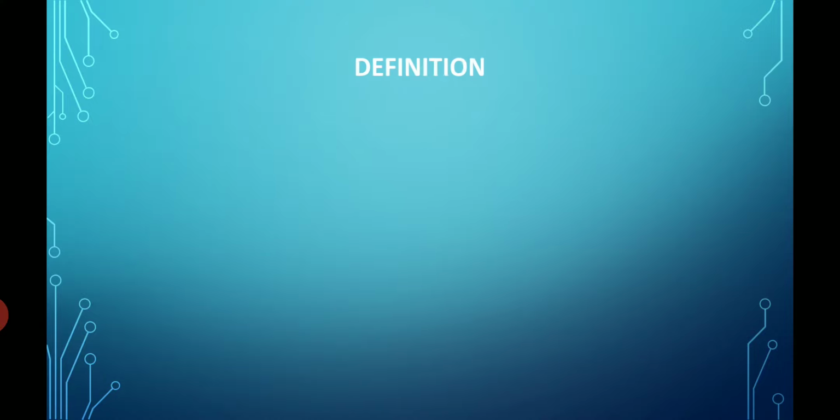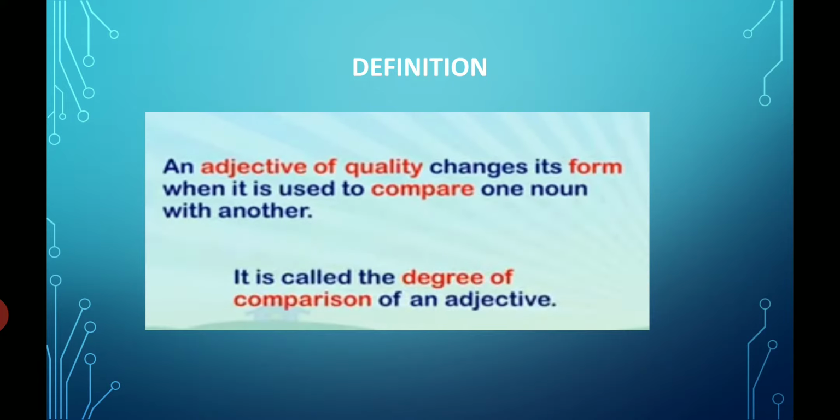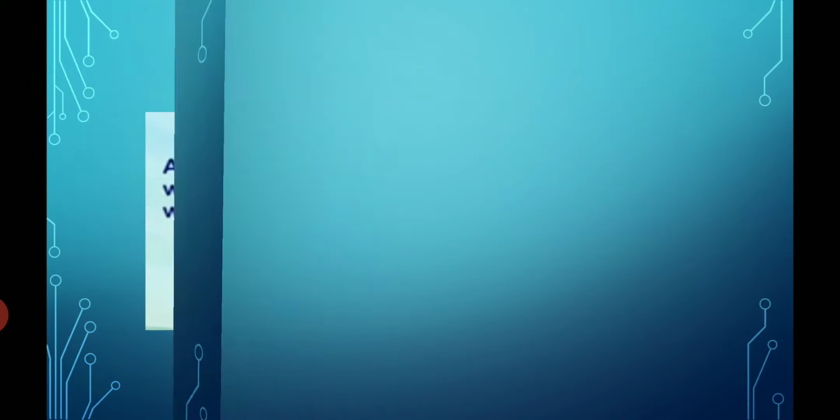Now, look at the definition of degree of comparison. An adjective of quality changes its form when it is used to compare one noun with another. It is called the degree of comparison of an adjective. So, when we compare one noun with another, we call it degree of comparison. We try to compare the adjective. Okay, so let's move on to the next slide, which will help you to understand the types of degrees of comparison.